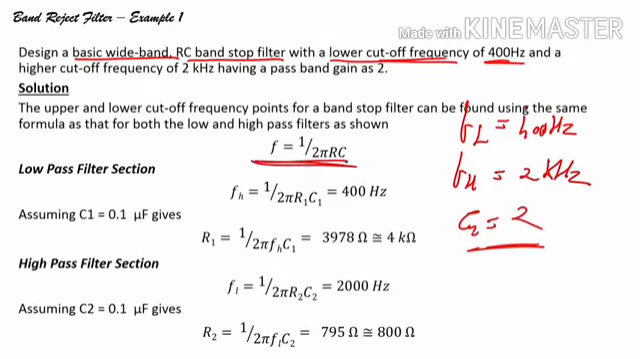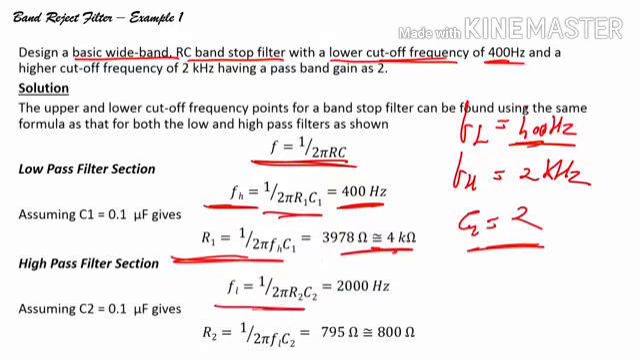Now, we know this formula. So, FL equals to 1 upon 2 pi R1 C1. So, we have 400 hertz already, right. So, R1 will be nothing but 4 kilo ohms, right, very easy. Now, same way FH equals to 1 by 2 pi R2 C2. So, we already know FH is equal to 2 kilohertz or 2000 hertz. So, R2 would be nothing but 800 ohms.